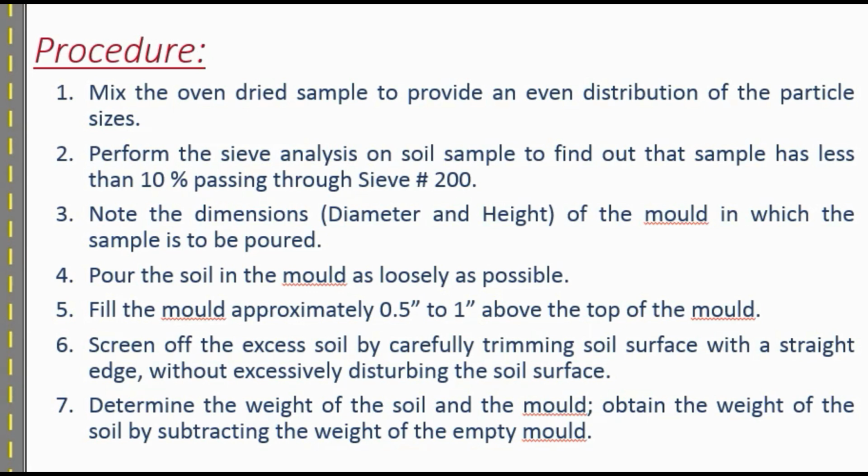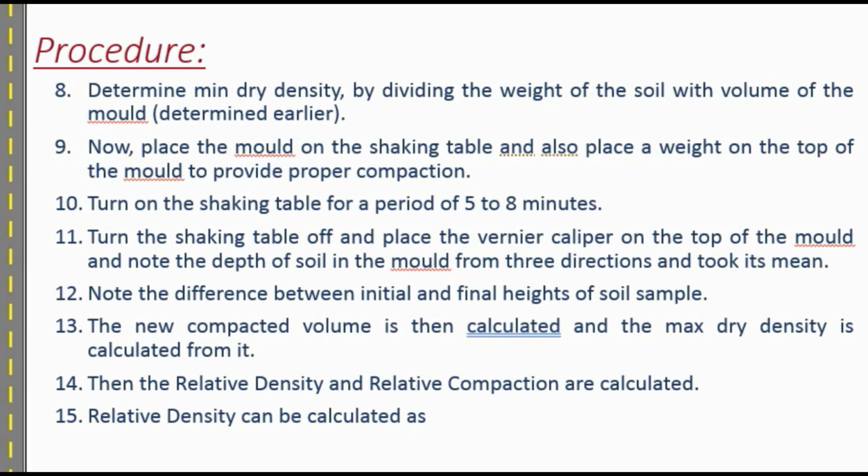Screen off the excess soil by carefully trimming the soil surface with the straight edge without excessively disturbing the soil surface. Determine the weight of soil and the mold. Obtain the weight of soil by subtracting the weight of the empty mold. Determine the minimum density by dividing the weight of the soil by the volume of the mold determined earlier, before pouring the sample.